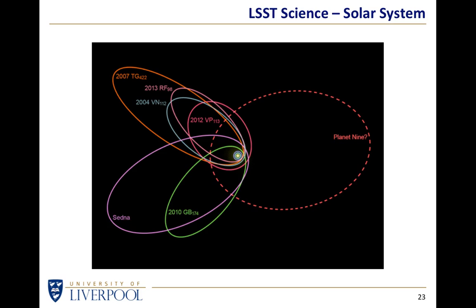It will map the sky. If Planet 9 is there, it will find it quite quickly. Planet 9 is thought to be of a magnitude such that it's within the grasp of LSST. So not only will it find a few trans-Neptune objects, it will probably find thousands, if not tens of thousands, if not hundreds of thousands of trans-Neptunian objects. And if Planet 9 is out there, the LSST will find it.